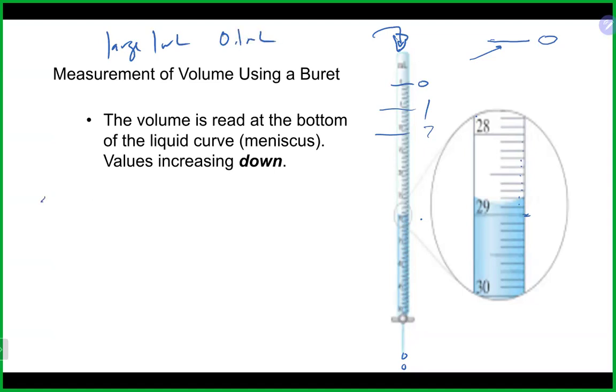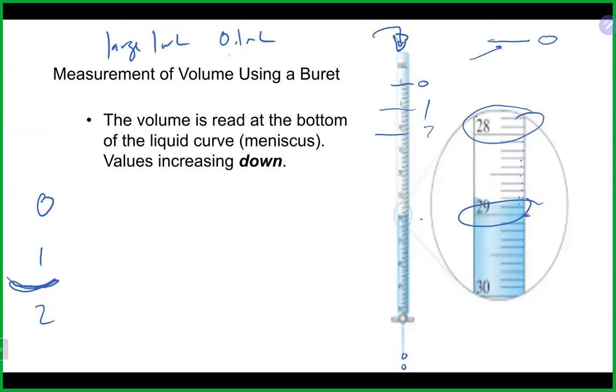So in a burette, when you have 0, you have 1, you have 2. If you find your liquid somewhere in this range, it's actually 1 point something and not 2 point something. So it does increase as you go down. Here we can see this is 28 and that's 29, so this is going to be 28 point something. Once again, not 29, since it drops out the bottom. People sometimes read incorrectly when they do that.